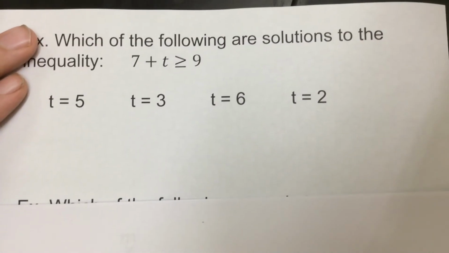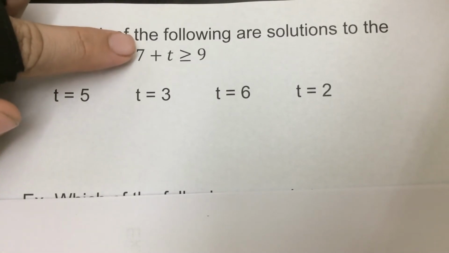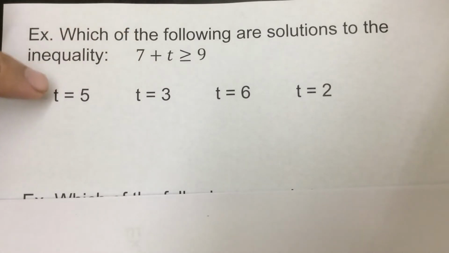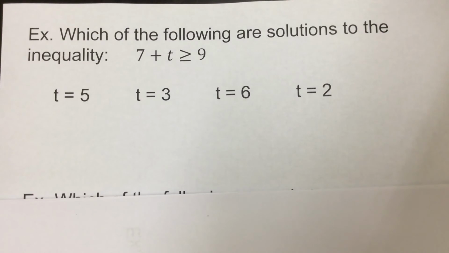So, going to get a little more complicated. So here we have 7 plus t, again, is greater than or equal to 9. So what do I add to 7 that will be bigger than 9? Well, basically what I'm going to do is each of these I'm going to add to the 7, and I'm going to see if that makes it bigger or equal to 9.